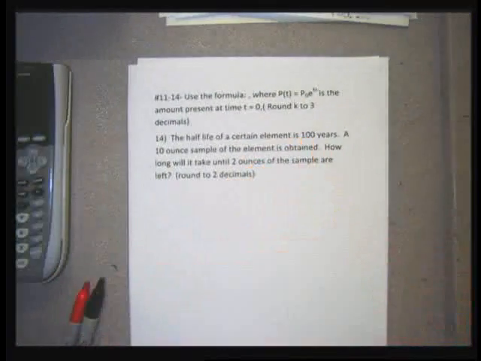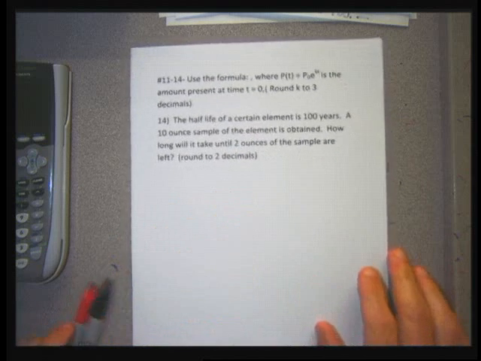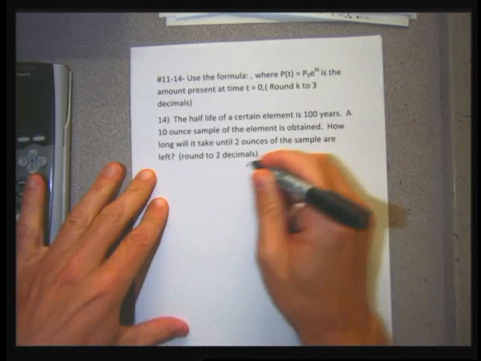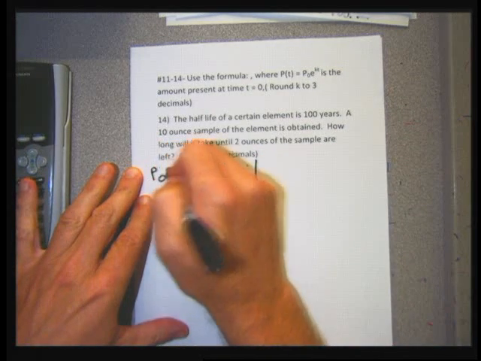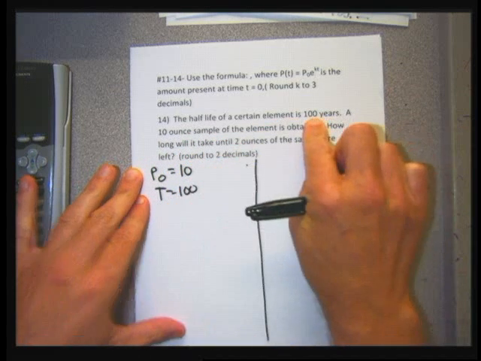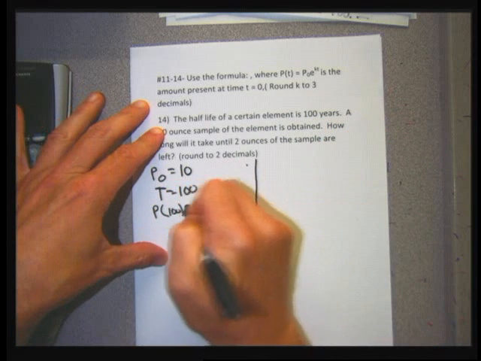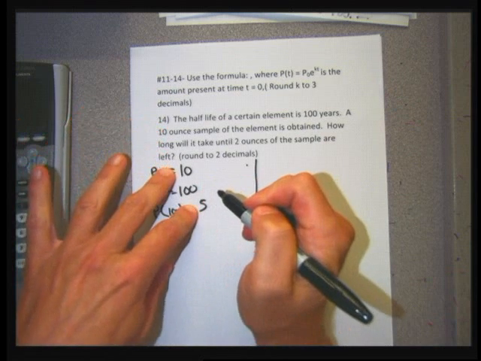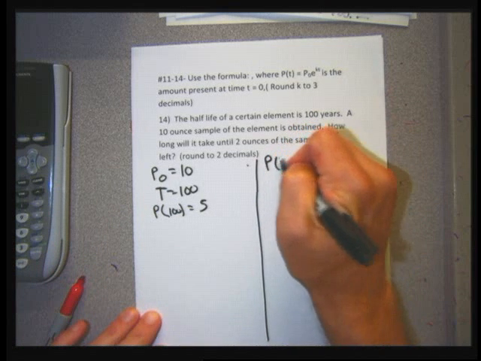Last problem. Same problem, different numbers. Half-life of an element, still 100 years. I have 10 ounces. How long will it take until 2 ounces are left? Exactly the same start. I'm going to solve for k just like I did in the last problem. My initial quantity is 10 ounces. My time is still 100 years. And it's half-life, so my quantity after 100 years is going to be 5 ounces, or half the 10 ounces. I'm going to plug those into the formula and solve for k.